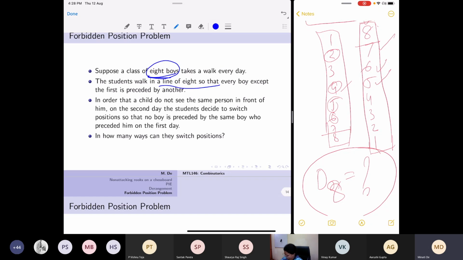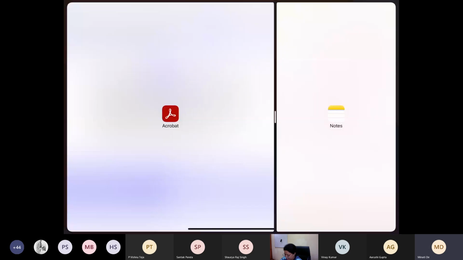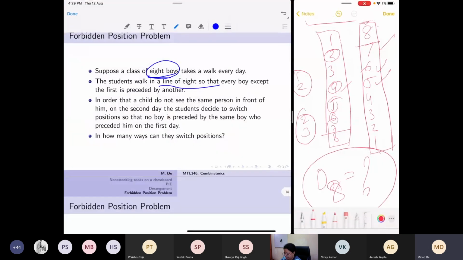It is not D8. It's not derangement, right? We're not saying that one should not come at this position next day. I'm saying that it should not be the case that 1 and 2 are coming like this, or 2 and 3 are sitting like this. This is forbidden. 2, 3, this position is forbidden in your line.